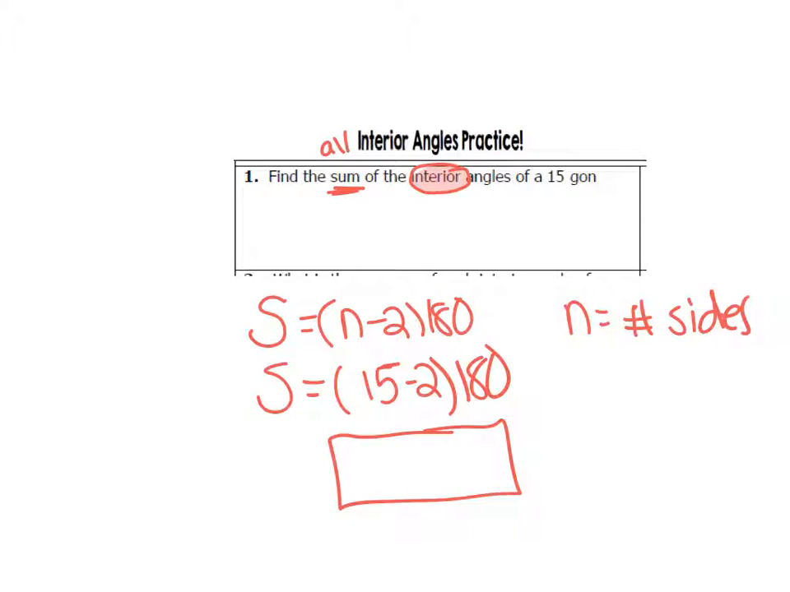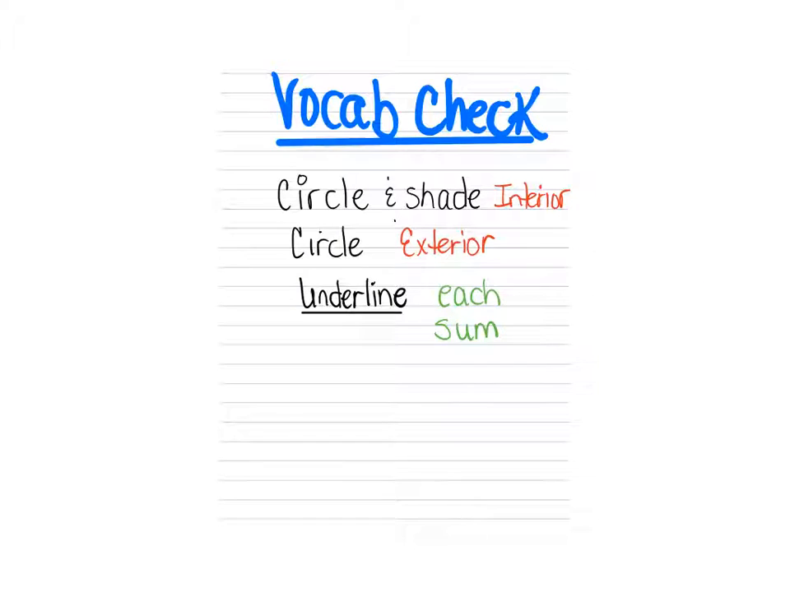That's going to give us 2,340 degrees for all the angles inside of a 15-sided figure. Okay. This is optional here, but we're going to try to do a vocabulary check. We're going to make our brains recognize this vocabulary.